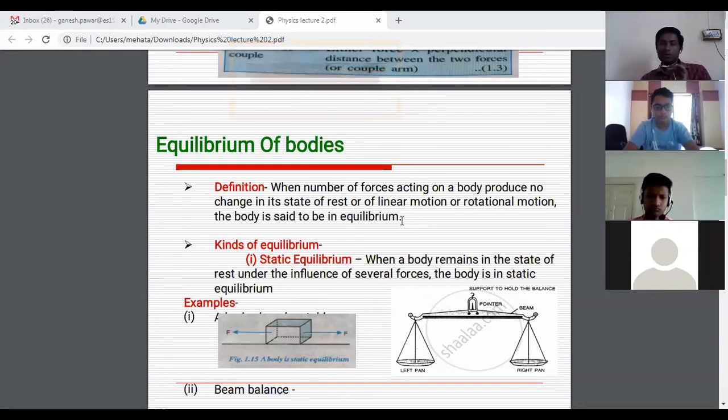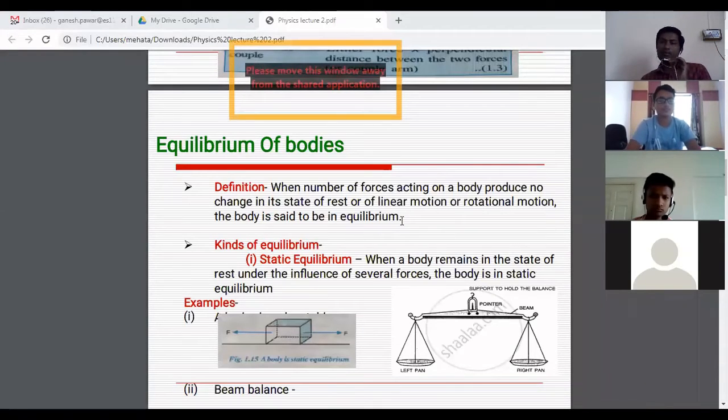Let me give an example to you so you will understand the meaning of that statement. If I take the example of the fan, when you switch on the fan, does the fan start moving with a uniform speed?